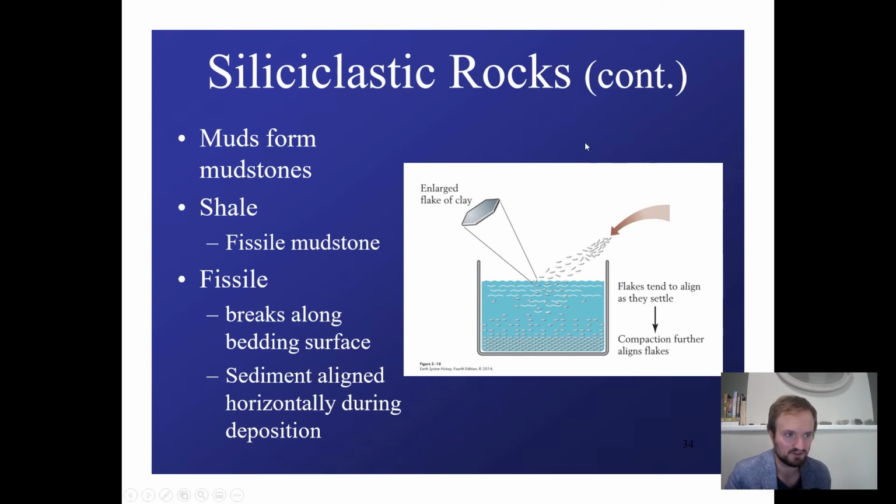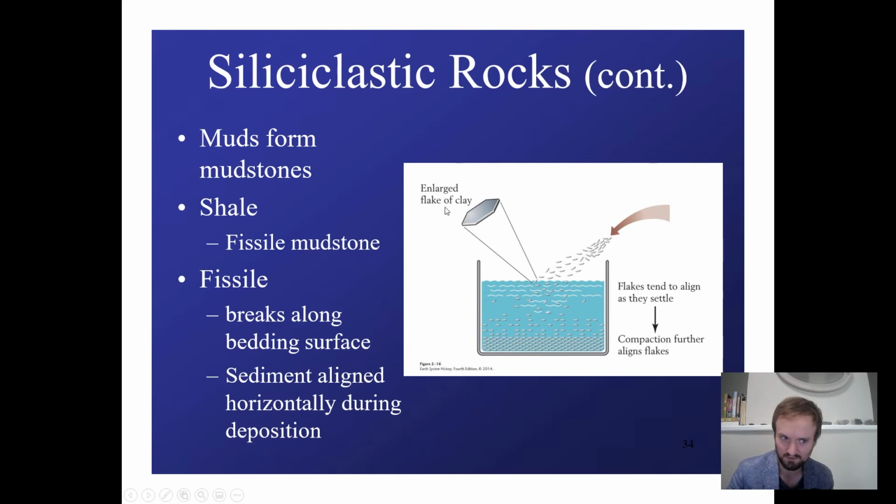So continuing on siliciclastic rocks, an interesting thing about the muds and stuff like that is that muds are formed of really fine-grained flakes of clay, and they're elongated. Remember, we talked about the silicate minerals, and I said that those silicate chains can form sheets. Well, these are an example of that.